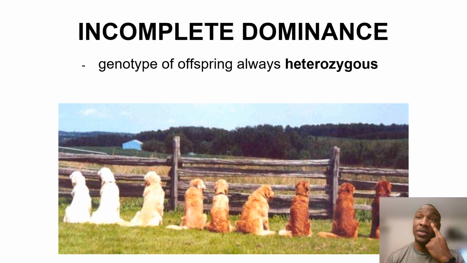Genotypes of offspring are always heterozygous. Write that down. Genotypes of offspring are always heterozygous, right? And so you can see that in the three middle dogs who are brown. All right, so here we have a lavender-ish flower, and then we have a white flower that produces more of a pinkish look, right? And so we know the pinkish flower is going to be incomplete dominance.